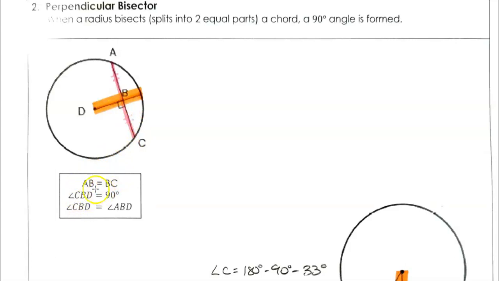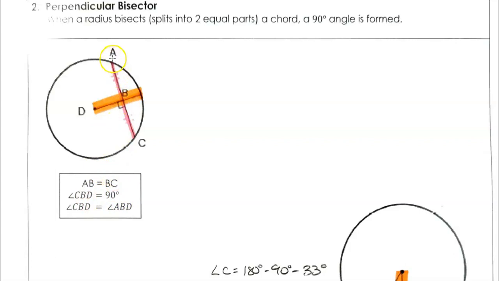Now, let's introduce a three-letter naming system, CBD. CBD is referring to the angle right in the middle at B. So when you see three letters, you're talking about just the middle letter, what you see at the middle letter. So this is going to be 90 degrees.